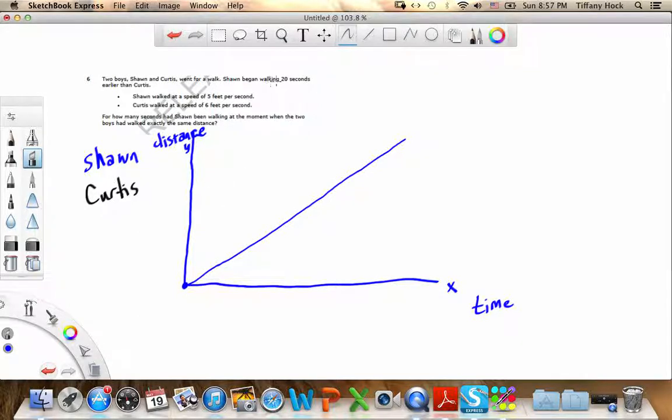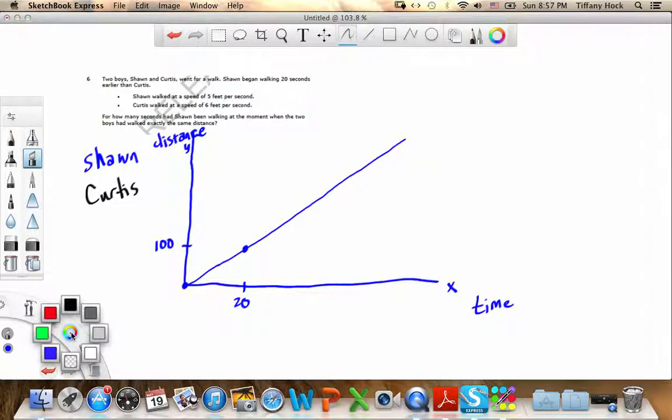Now it said that he had a 20-second head start, all right? So let's say that maybe this is where 20 seconds was. At that 20-second mark, Sean had walked a certain distance already, and we can figure that out. If he's walking 5 feet per second for 20 seconds, we do 20 seconds times 5 feet per second, and that gives us a height of 100 feet. So Sean is actually 100 feet ahead before Curtis even starts walking.